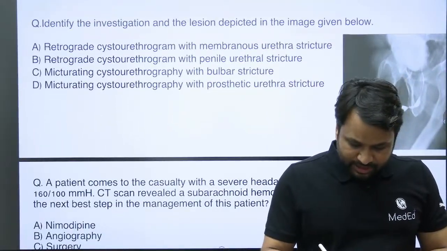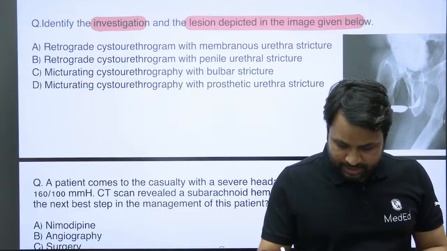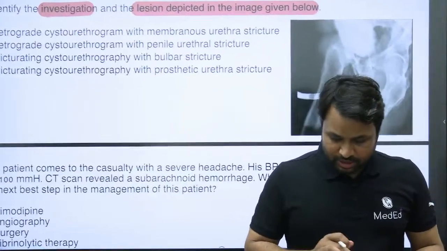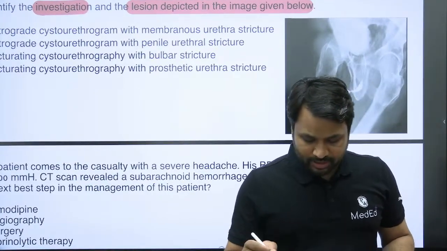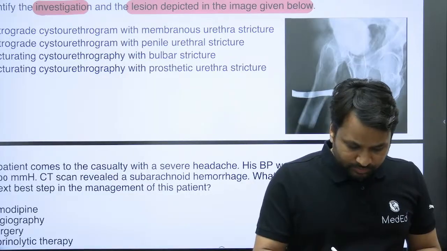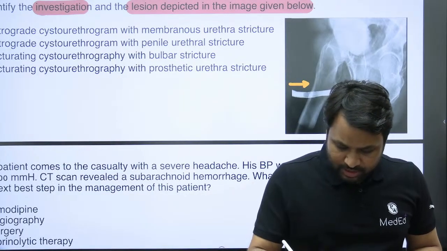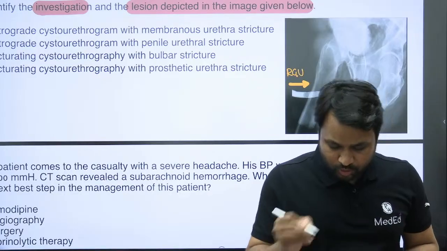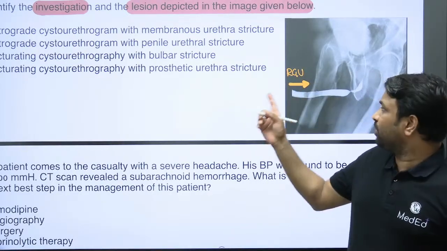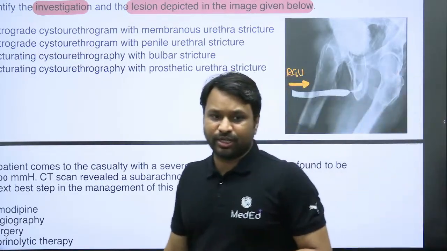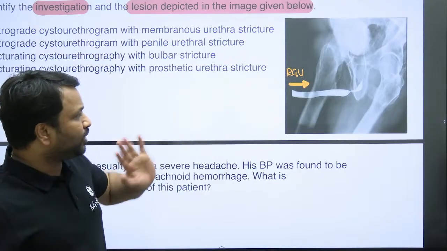Identify the investigation and the lesion depicted in the image given below. Okay? Achha. When you look at the whole component, you are seeing the imaging in a reverse direction, which is here. So it is your retrograde urethrogram. It is not a micturating cystourethrogram. You can see it has been fenestrated here. So it is an RGU, that is your retrograde urethrogram.